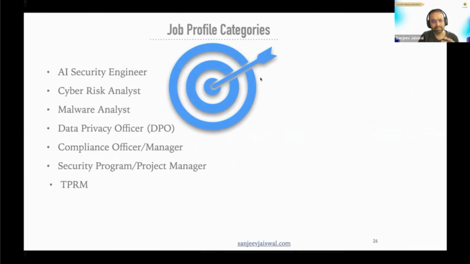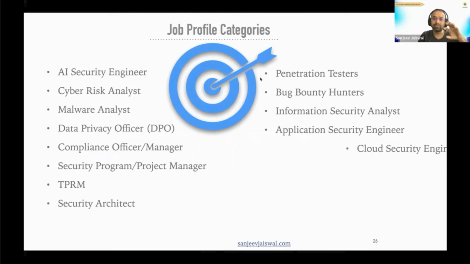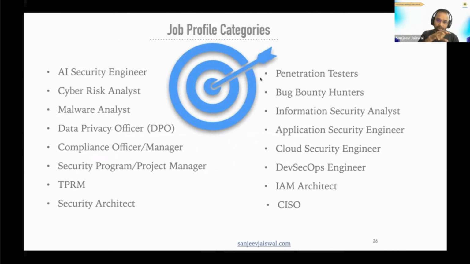AI security engineer, cyber risk analyst, malware analyst, DPO. DPO is like once you have some experience. So the job profiles I'm showing here are not just for freshers or beginners, but to make you understand that there are different kinds of job skill sets, and you should target one of them.